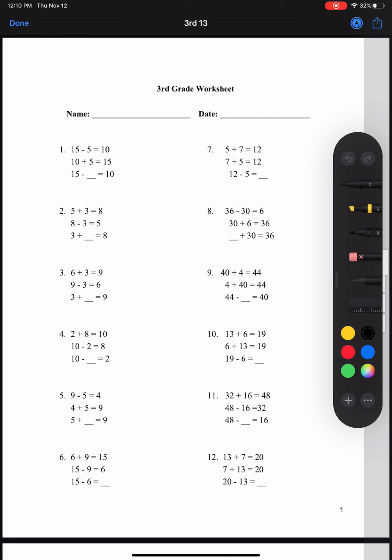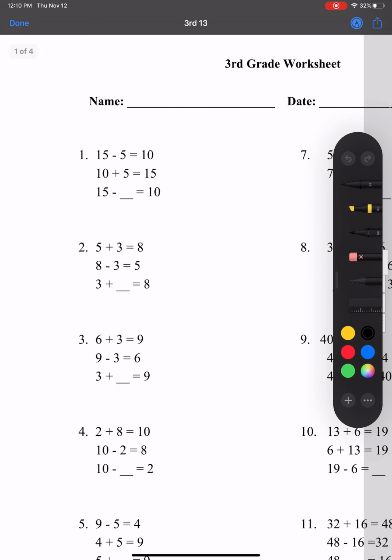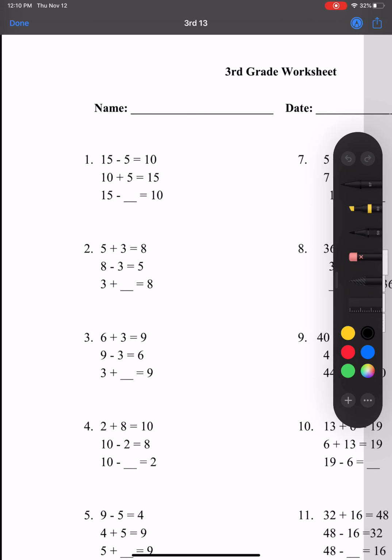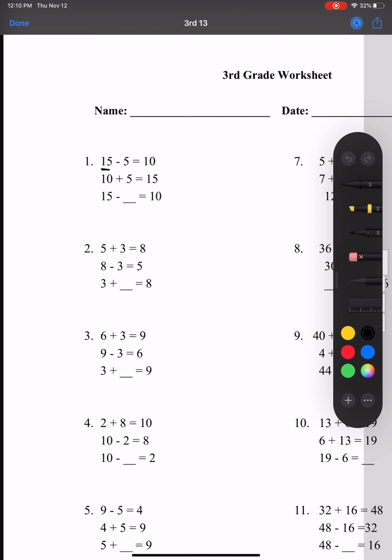And so the first worksheet asks us to fill in the blank that is given here. As you can see, there are three different equations that all use the same three numbers, 15, 5, and 10. So 15 minus 5 equals 10. We know that's true. 10 plus 5 equals 15. We know that's also true. And so what is 15 minus what equals 10? In order to solve this, you look at the three numbers that they use. It's 15, 5, and 10, right?